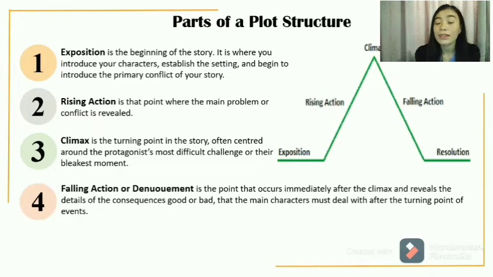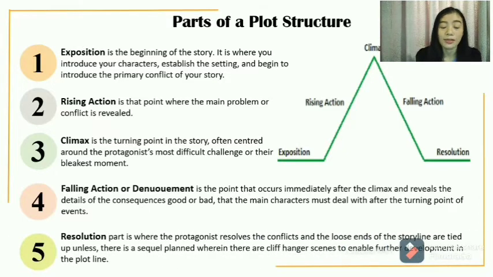It is the point that occurs immediately after the climax and reveals the details of the consequences, good or bad, that the main character must deal with after the turning point of the events. So, class, I want you to take note that falling action is just the result of the climax. Whatever happened in the climax will be resolved in the falling action.